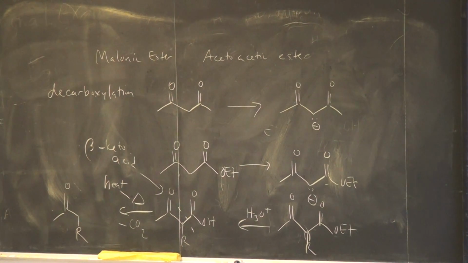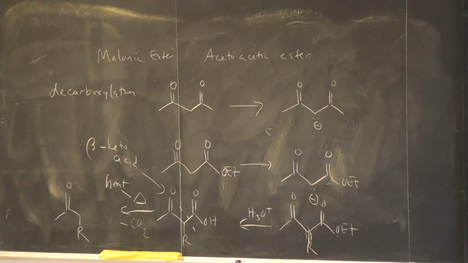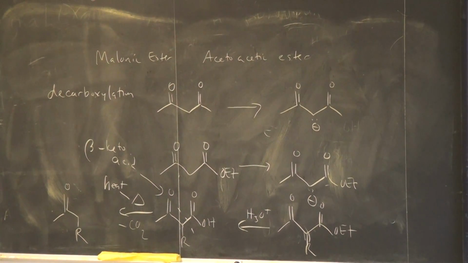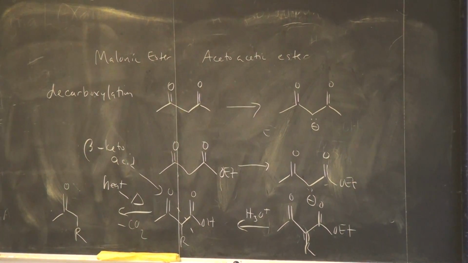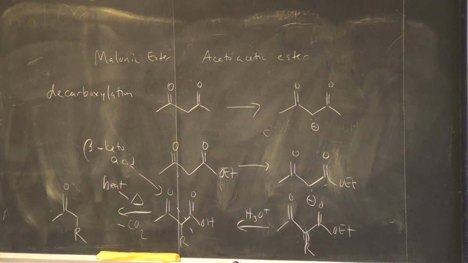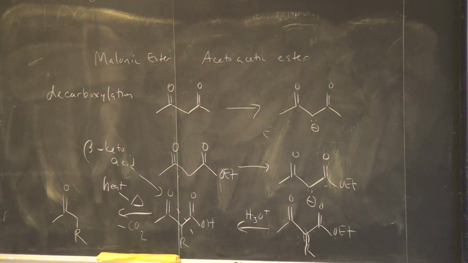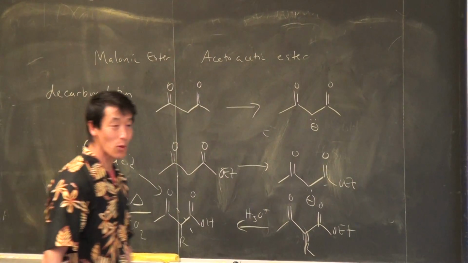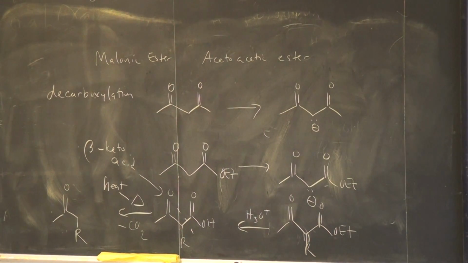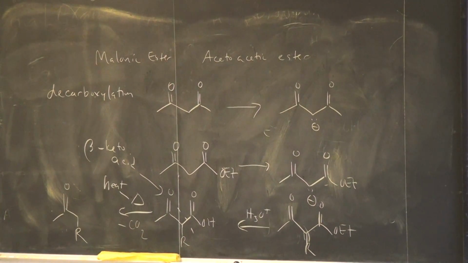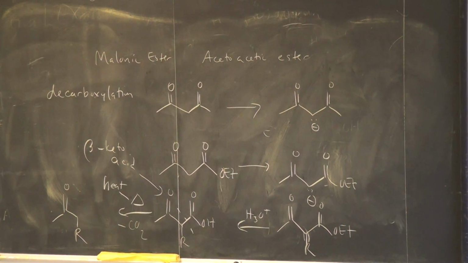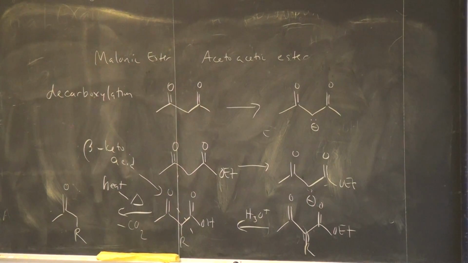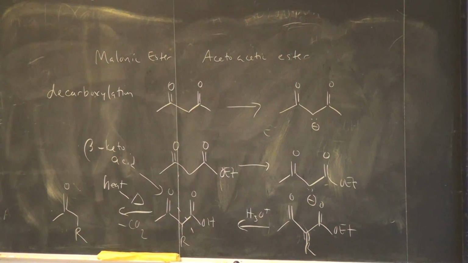It's the OEt and so on. So that's another way you can do this. Remember decarboxylation if you want to break a carbon-carbon bond. Yes, that's a good way to do it if you want to have a higher yield.